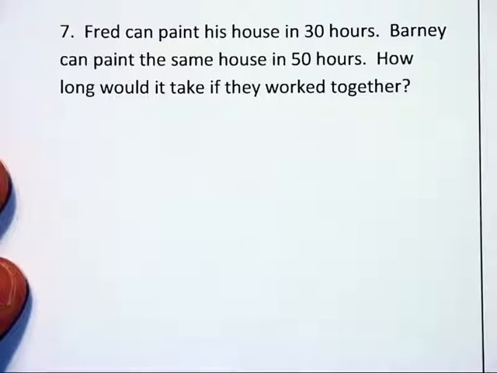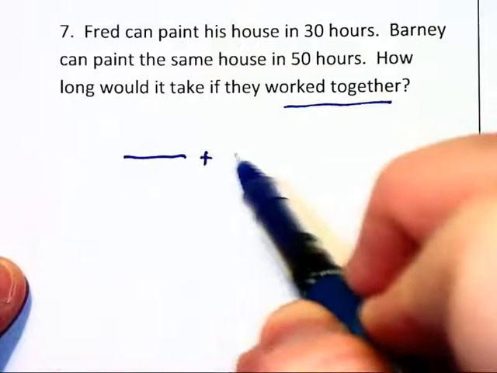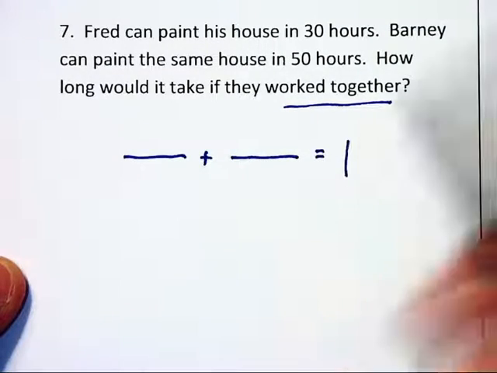So here we go with this first problem. Fred can paint the house in 30 hours. Barney can paint the same house in 50 hours. How long if they worked together? So here we go. Fraction plus fraction equals 1.